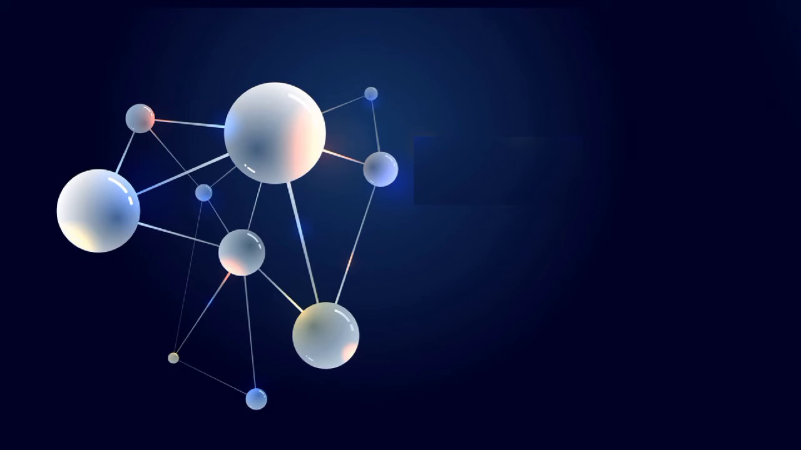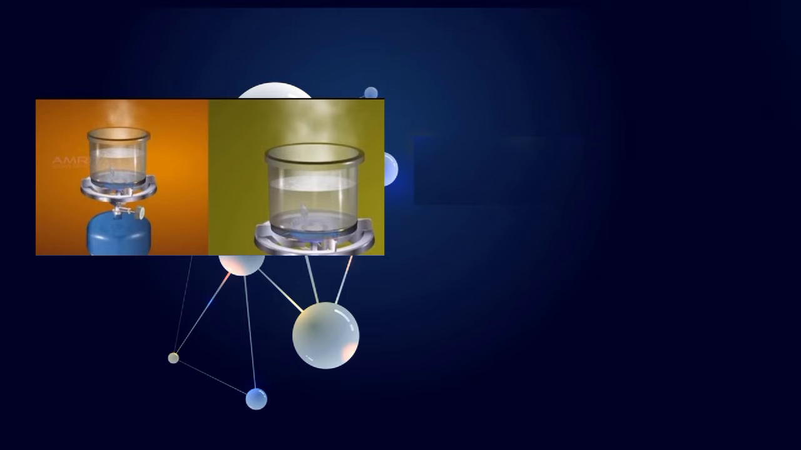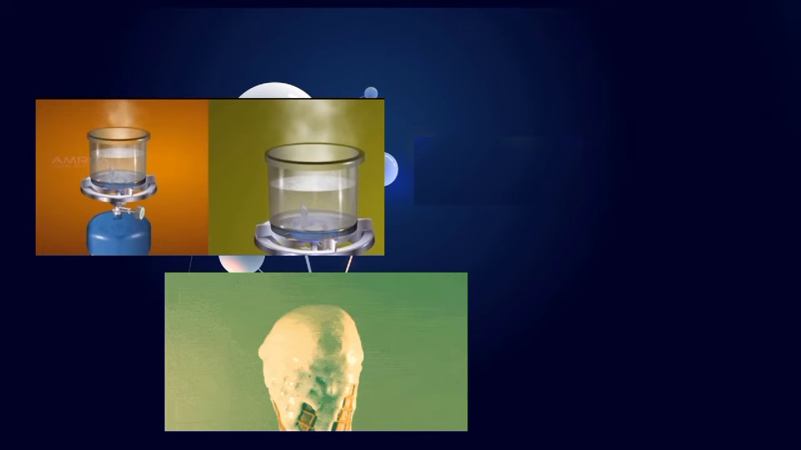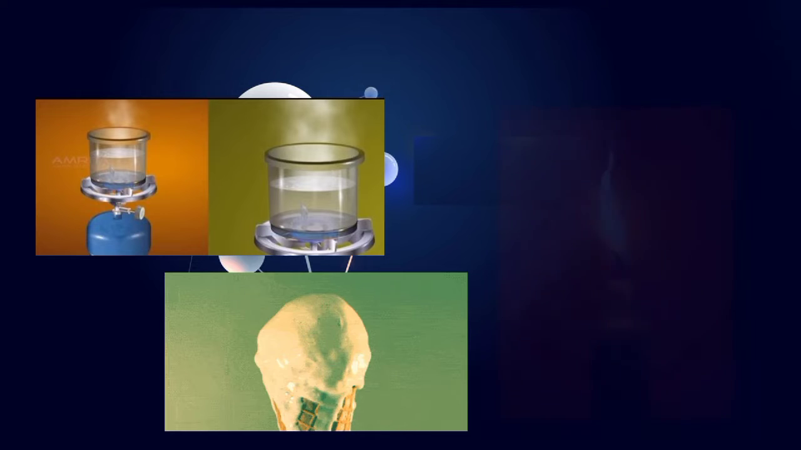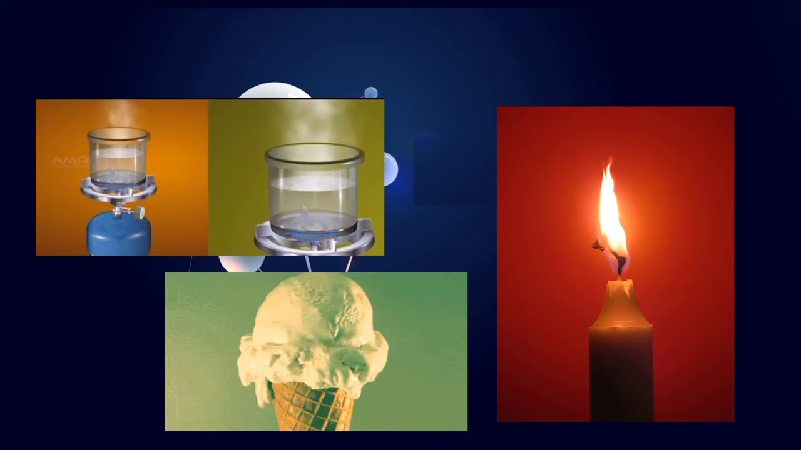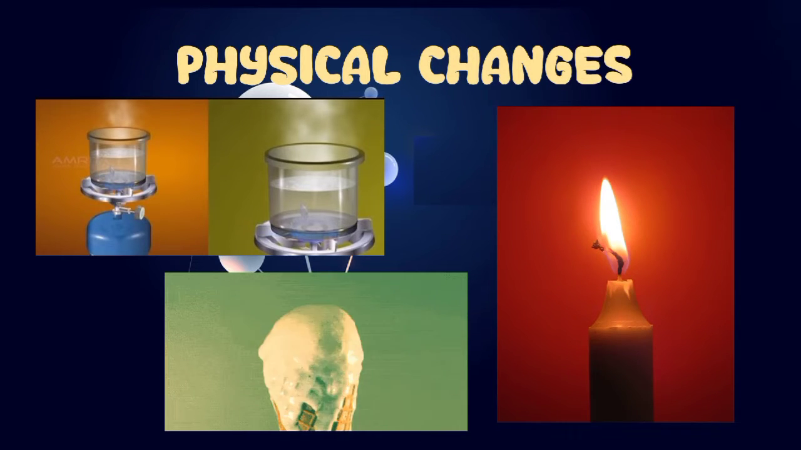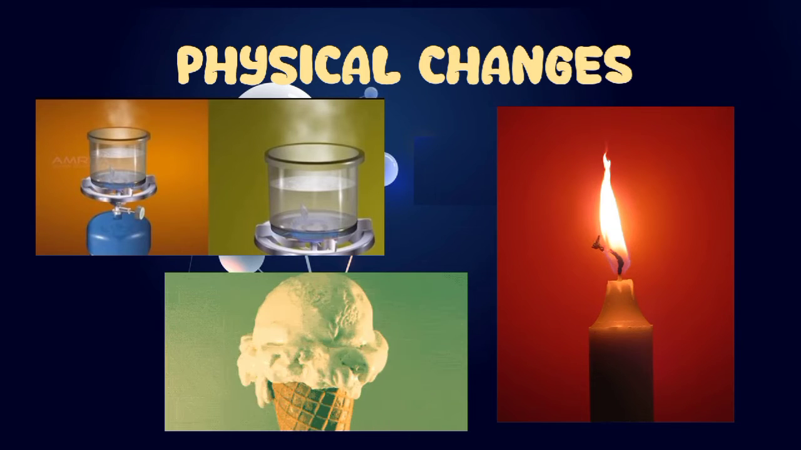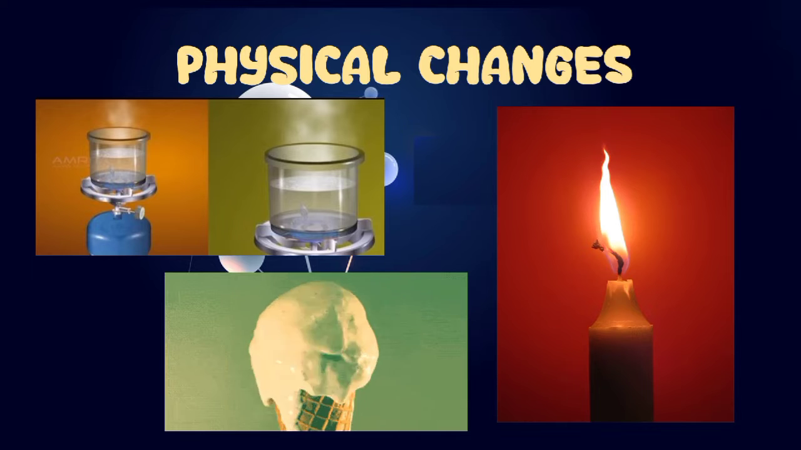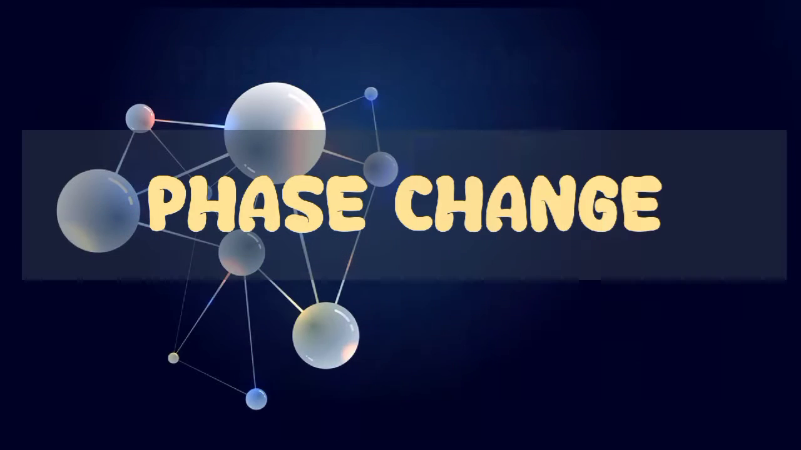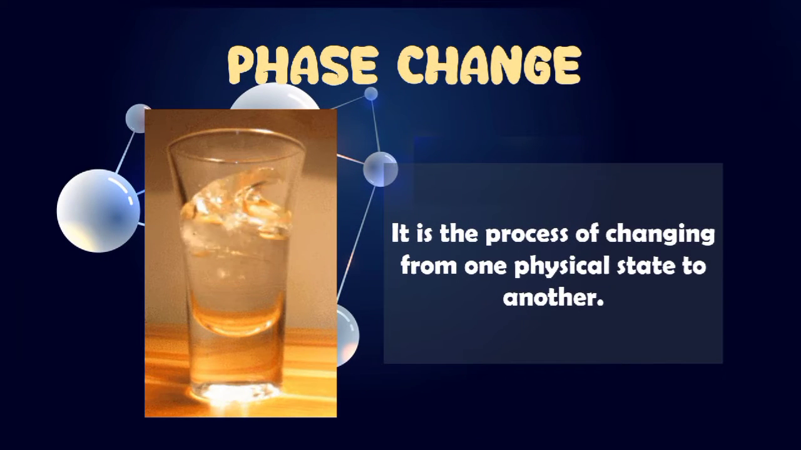So the images that I have shown you a while ago, such as the boiling of water, the melting of ice cream, and the melting of candle, are examples of physical changes from a particular state of matter to another one. And this occurrence is what we call phase change. Per definition, phase change is the process of changing from one physical state to another.